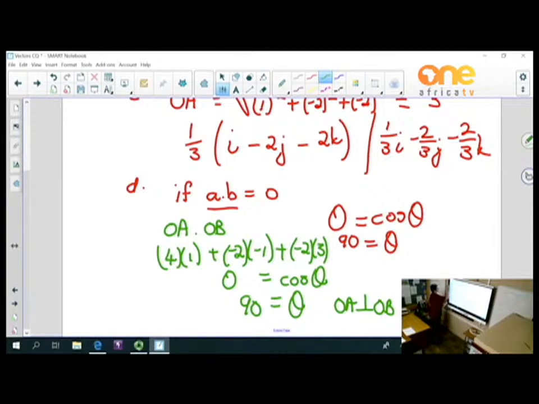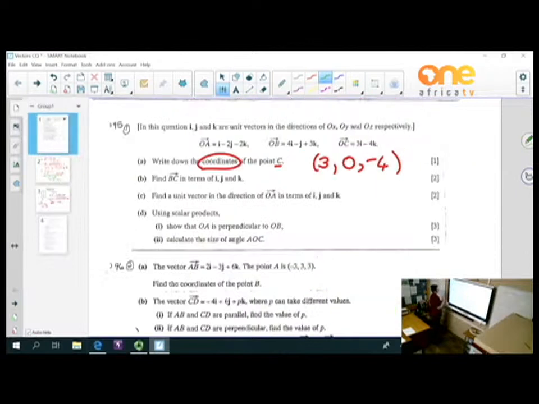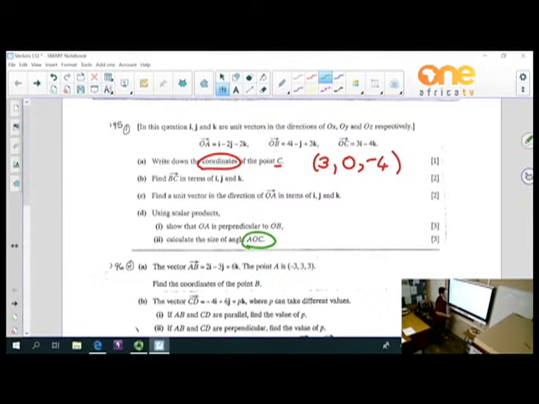Now, the last part of the question is number e, where we have to find angle AOC. So it will look like this. This is what I showed you just now. AOC with vectors arms out. So it is the vector OA and the vector OC, which we already have there, with which we can work then.